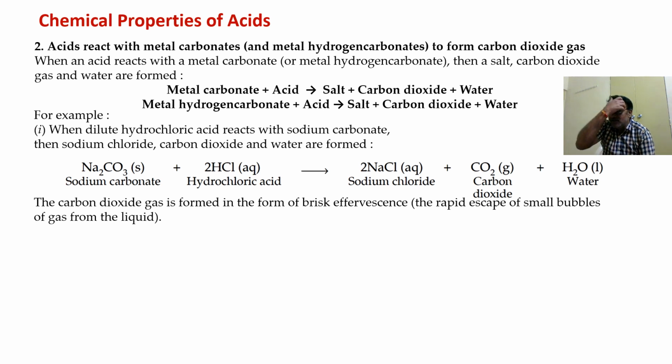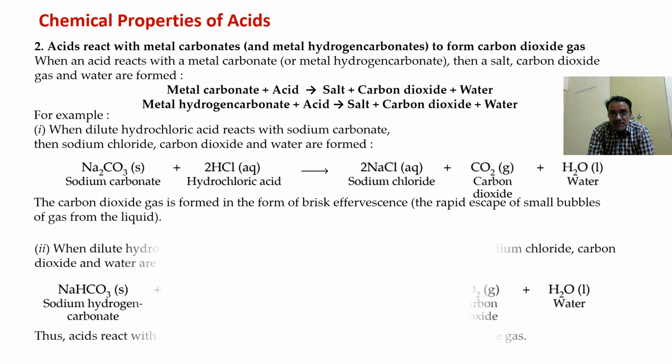When dilute hydrochloric acid reacts with sodium carbonate, then sodium chloride, carbon dioxide and water are formed. So this is a chemical reaction, and the carbon dioxide gas is formed in the form of brisk effervescence, the rapid escape of small bubbles of gas from the liquid. So this is the example for metal carbonate.